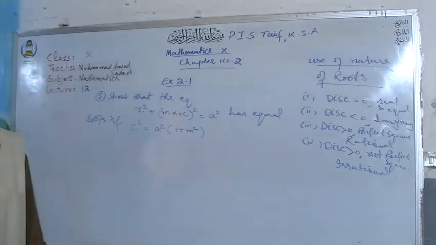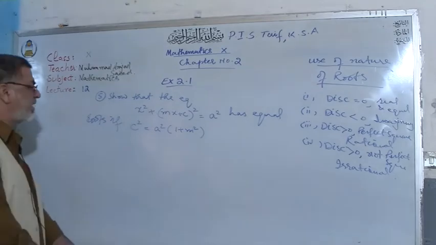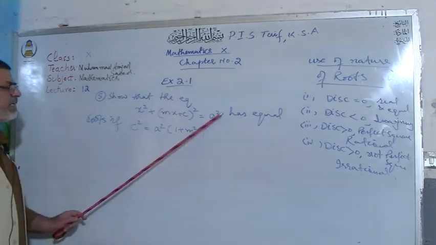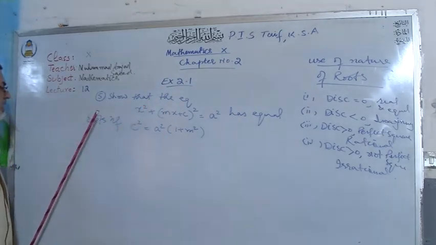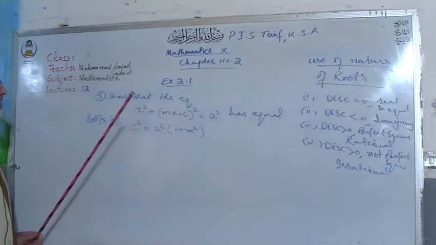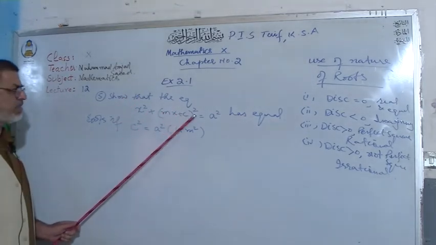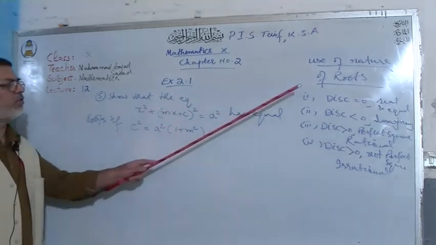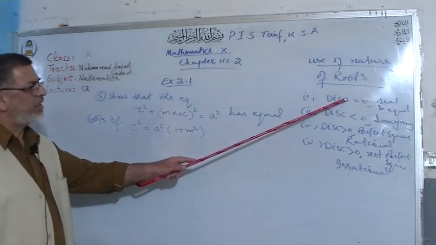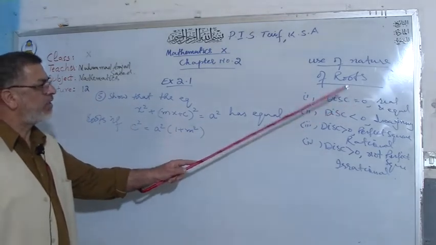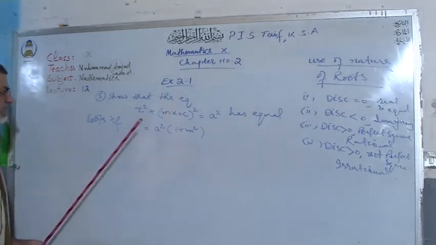Dear students, the question is very easy. Show that this equation has equal roots if c square is equal to a square into 1 plus m square. It means that we will solve this equation and we will apply the equal roots rule, this must be equal to 0, then you will get this answer. That is your answer.